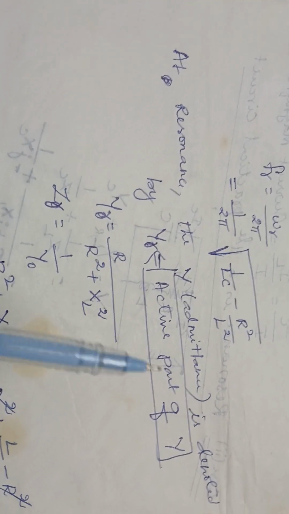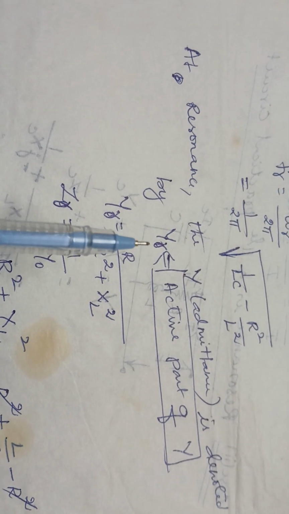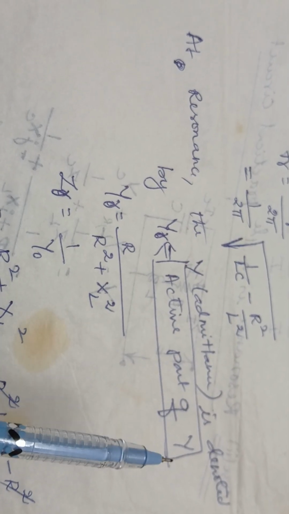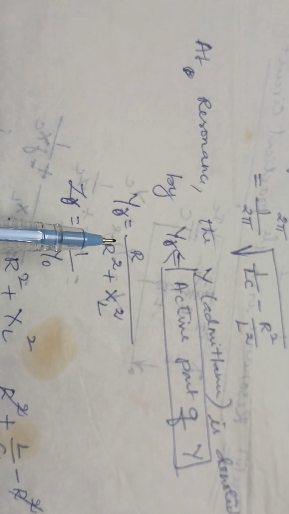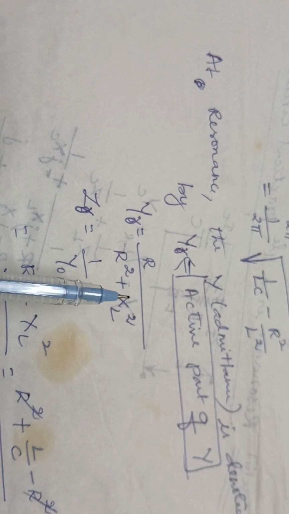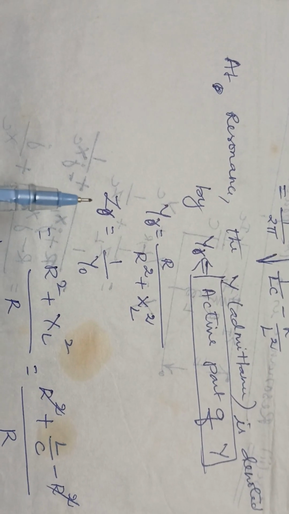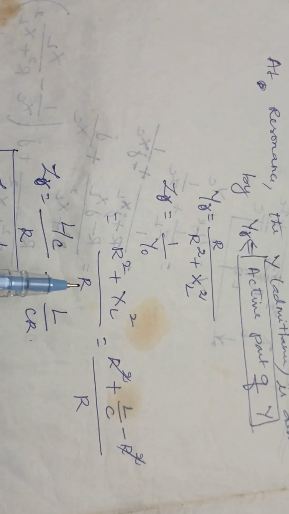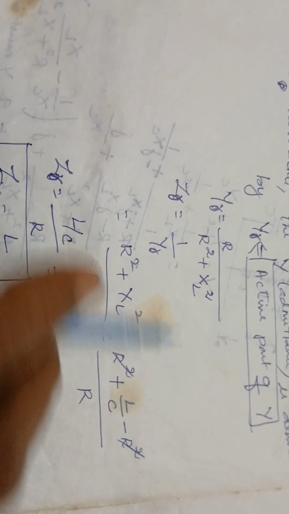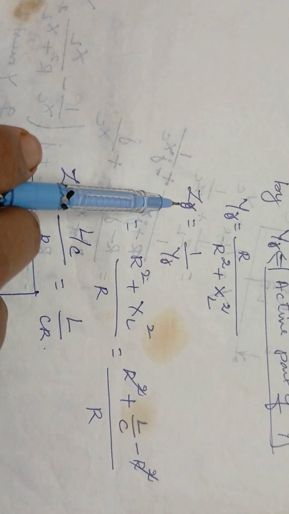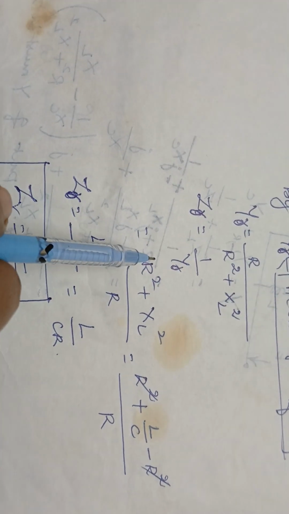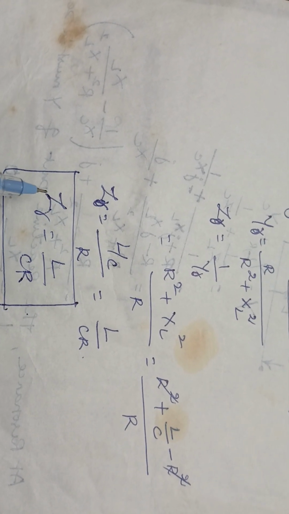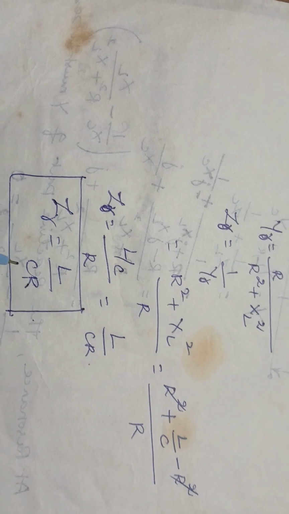At resonance, the admittance is denoted by YR, the active part of Y. So YR is equal to the active part we substitute, and ZR is equal to 1 by YR. Finding this value at resonance, we get ZR is equal to L by CR.